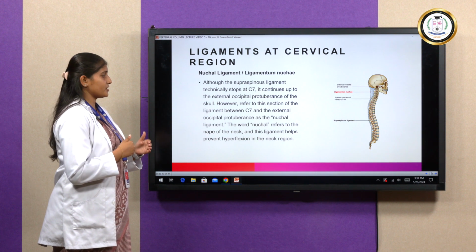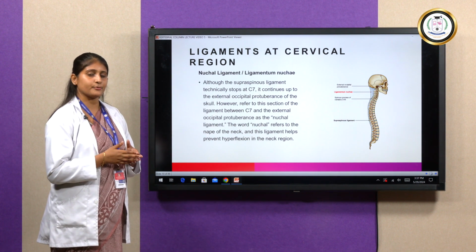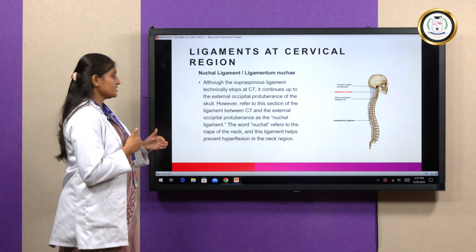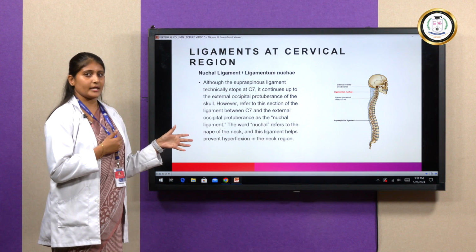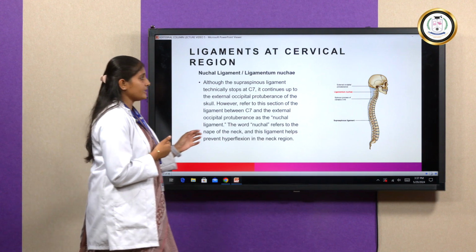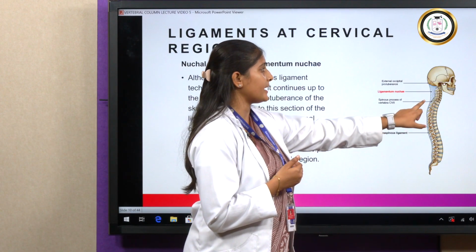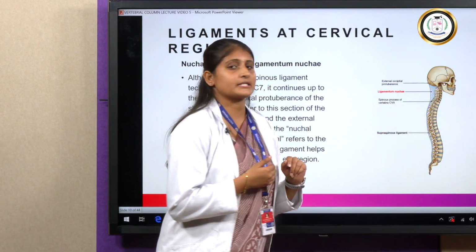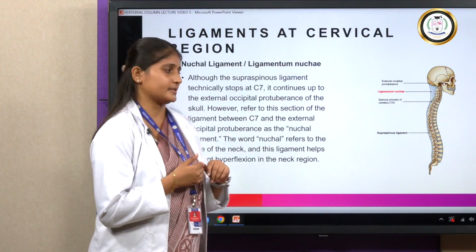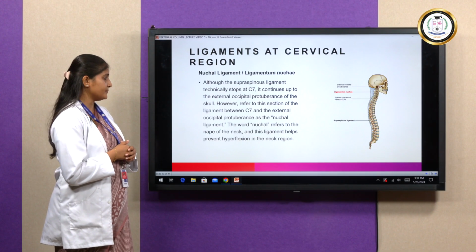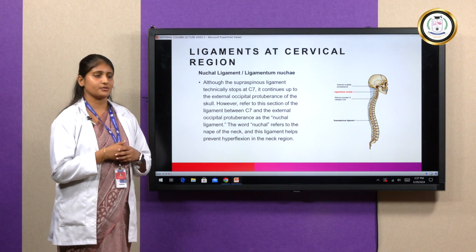However, this section up to the external occipital protuberance is known as the ligamentum nuchae. The term nuchae refers to the nape of the neck. So this ligament starts from the C7 vertebra and extends up to the external occipital protuberance, and it plays a very important role in preventing hyperflexion of the neck.